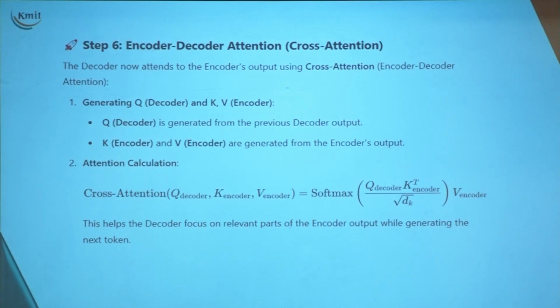QK^T, where Q is taken from where? The decoder. Hence I am writing it as Q of decoder. K^T is taken from where? Encoder. So K^T of encoder. V is taken from where? Encoder. So what is the formula for cross attention? Q decoder, K^T of encoder divided by square root of dk into V of encoder.